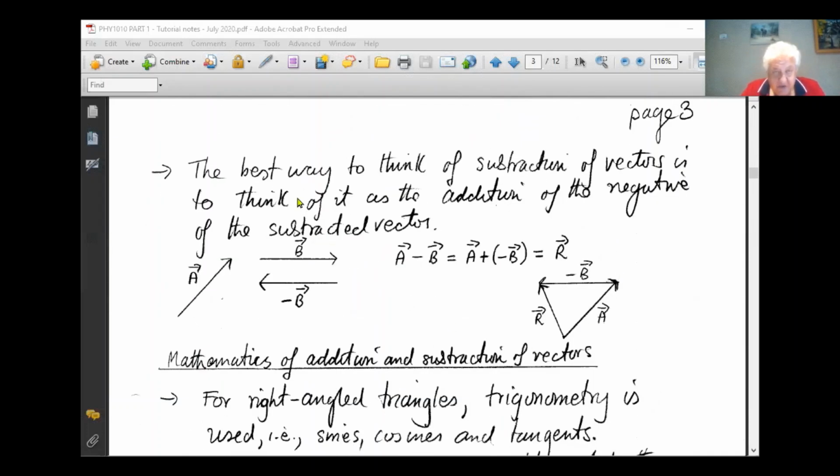The next thing is the subtraction of vectors. Now, the best way to think of subtraction of vectors is to think of adding the reverse of the second vector. So if we have two vectors, A and B, A minus B can be thought of as the addition of the reverse of B. So here I reverse B, and I add the reverse of B onto A. So this is my A, so it's head to tail again of the reverse of vector B. The resultant is from the start position to the finish position.